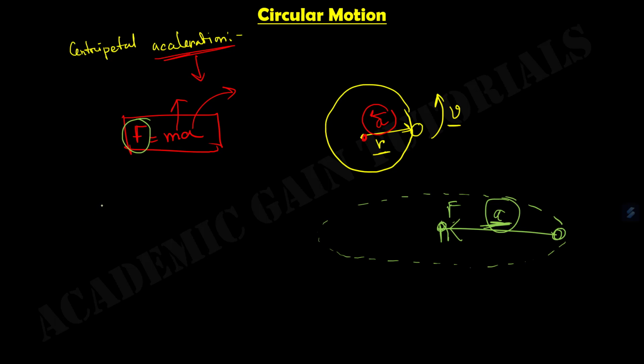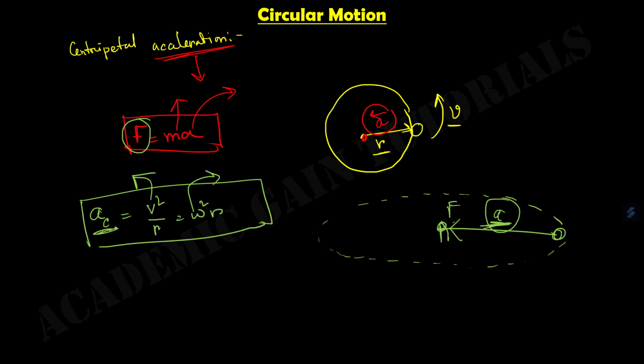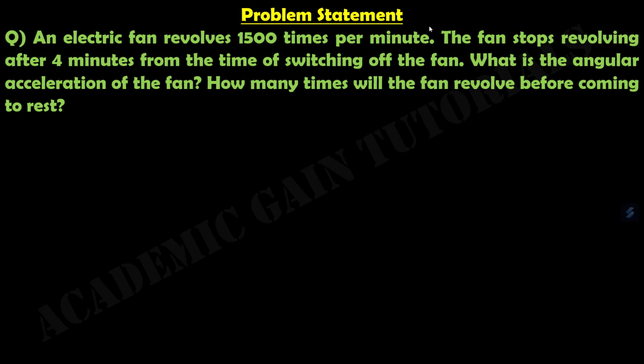And we have to remember the formula for finding centripetal acceleration. If I represent the centripetal acceleration as a sub c, then the formula of a sub c is equal to v square by r, or omega square r. So if I know the linear velocity, I can find out the centripetal acceleration. Or if I know the angular velocity, I can also find out the centripetal acceleration. These are the two formulas for the centripetal acceleration. Next part, we will solve some problems.